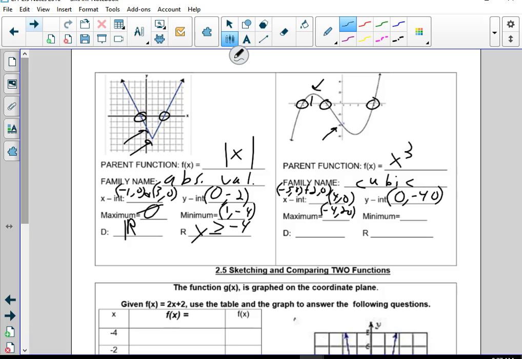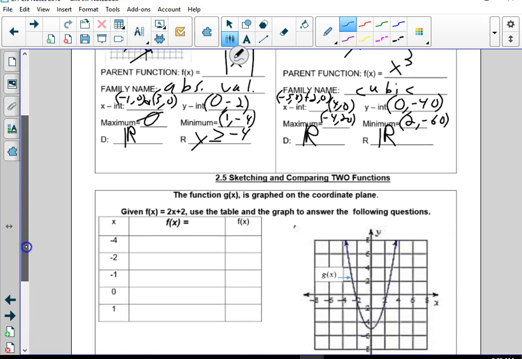The minimum down here is at 2, negative 60. Approximately. 2, negative 60. Really close. It's probably like 59, 58, but let's just go with 60. Now, the domain. How far left and right is it going? Forever. Range. Forever. Like I said, we're just going right into 2.5.